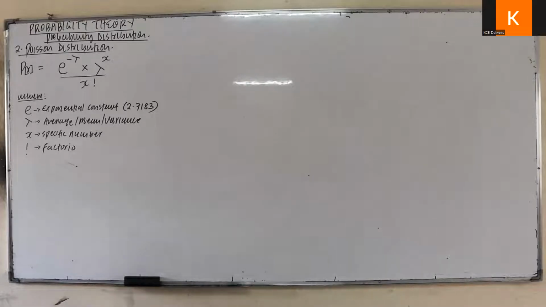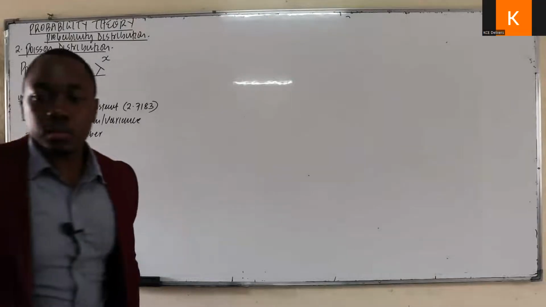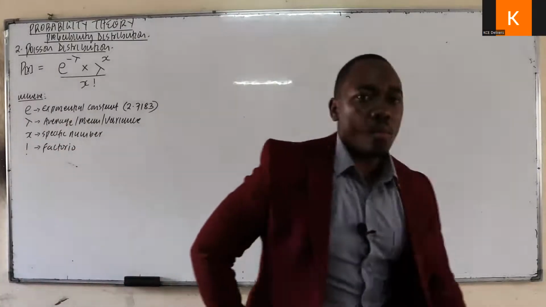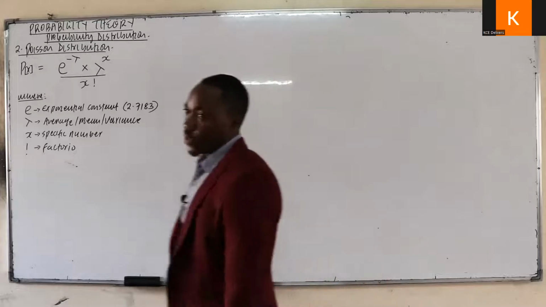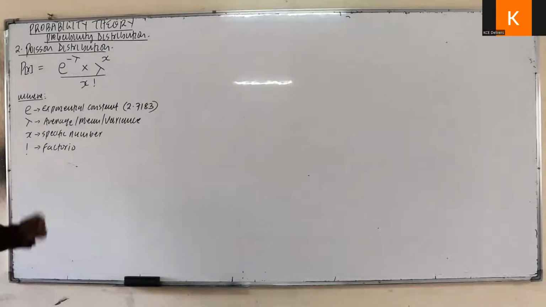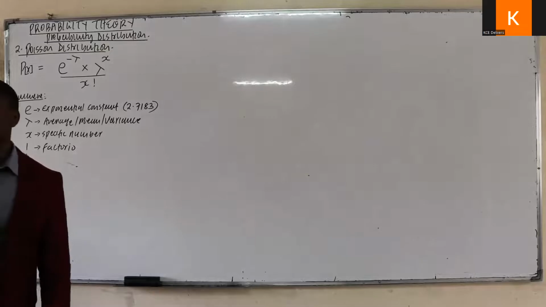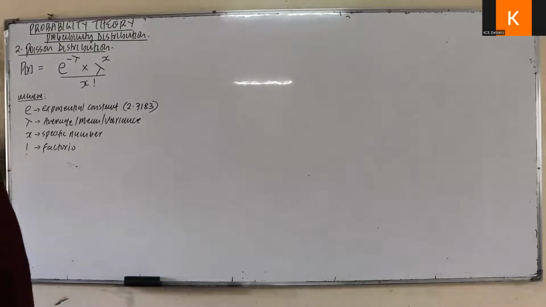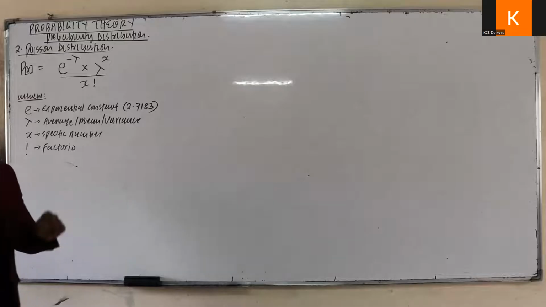Take out your calculator. So how do we get factorial? Press shift and the button below shift. And this is factorial. Good. I said you press shift, then the button below the shift.